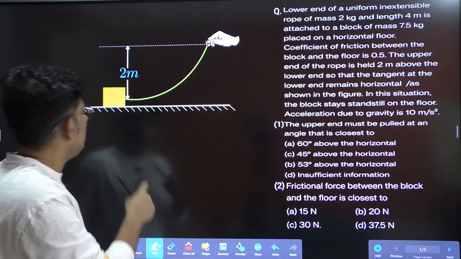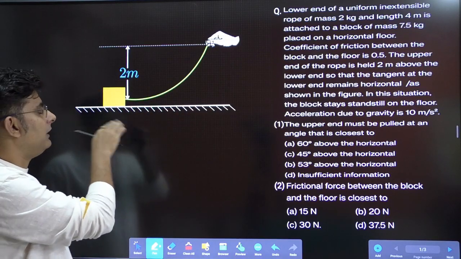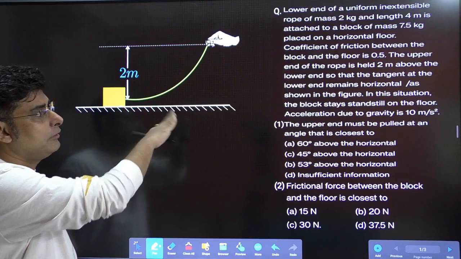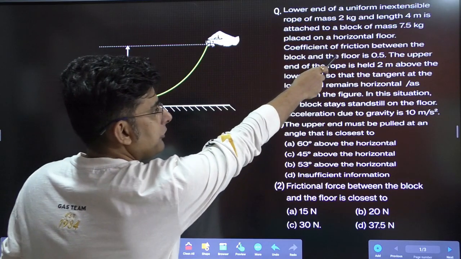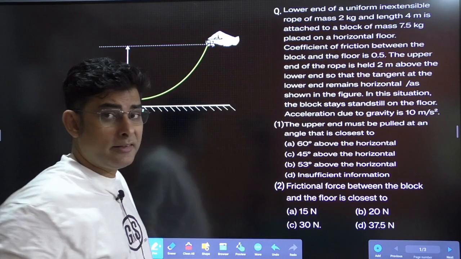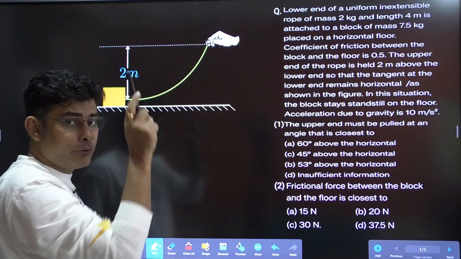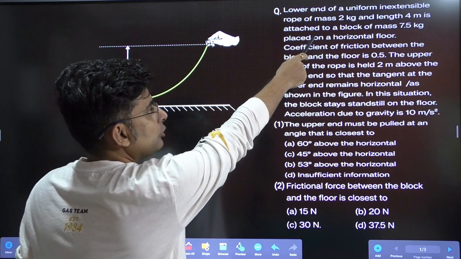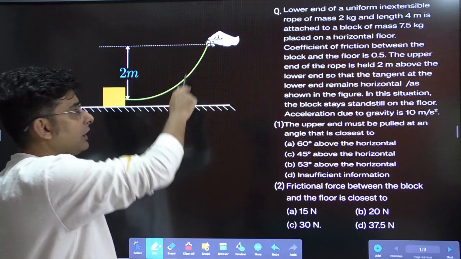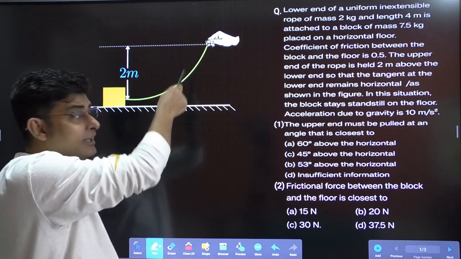So here we have a block and it is resting on a rough floor. They have given the coefficient of friction between the block and floor as 0.5. Now you can see that there is a uniform massive rope whose total mass is 2 kg and length is 4 meter. The total length of the rope is 4 meter. Now you can see it is curved.